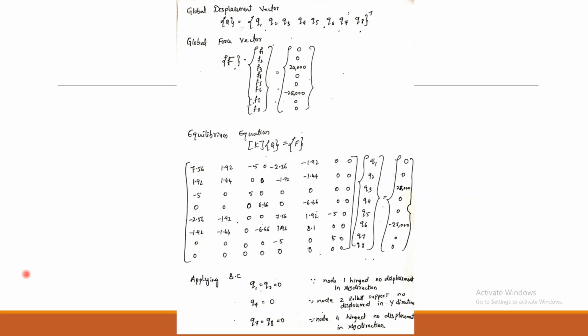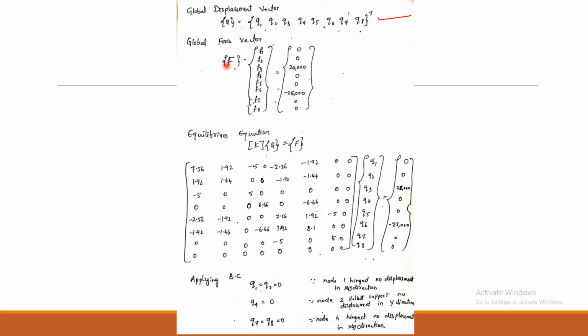Once the global stiffness matrix is finished, the next part is the global displacement vector. As I said, here we have 8 degrees of freedom. So the global displacement vector consists of 8 quantities: Q1, Q2, Q3, Q4, Q5, Q6, Q7, Q8. Since it is a column vector, you can represent it as a transpose, for easy representation.